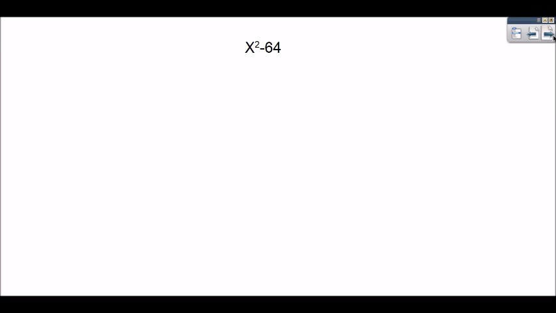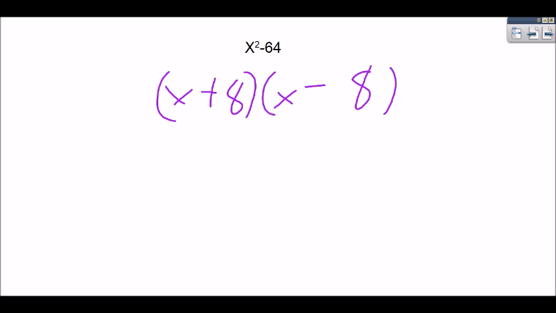So if there's no b term, this means a difference of squares, which means I'm still going to do x and x, but I'm going to do my perfect square of 8 times 8. One's going to be positive, one's going to be negative, because when I add them together, it's going to give me 0, and so nothing's there. So this is my factoring of difference of squares.